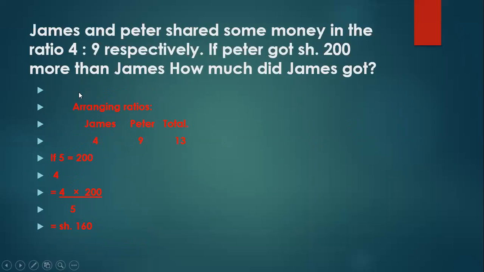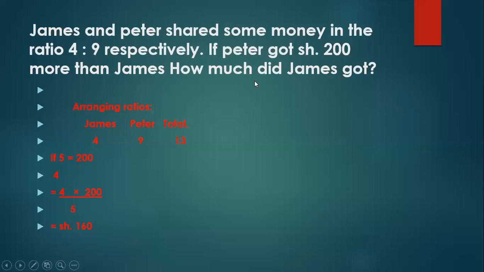If Peter got 200 more, so this 200 is not for James, neither is it for Peter. It is more. So anytime you see the word more or less, you need to subtract these two ratios, because James got 4, Peter got 9, but now the difference in these two ratios will be equal to 200. So 9 minus 4 is 5. So if 5 is equal to 200, what about 4? Why 4? Because we are finding the amount of money that James got.